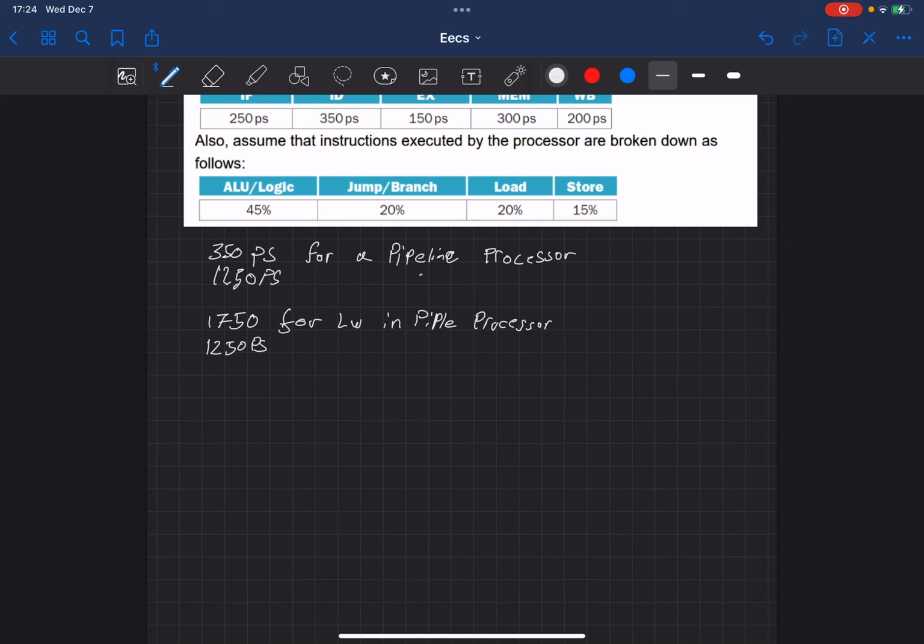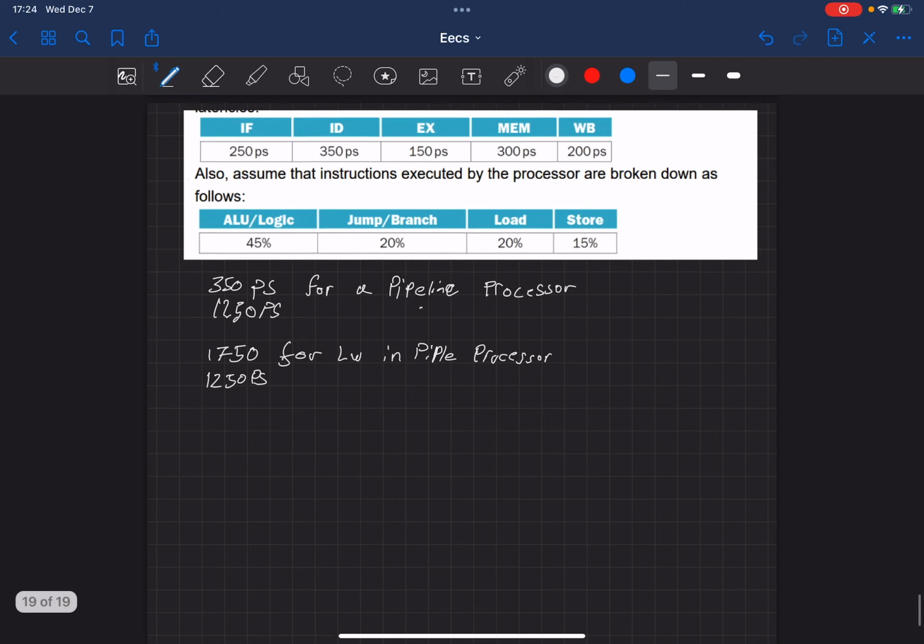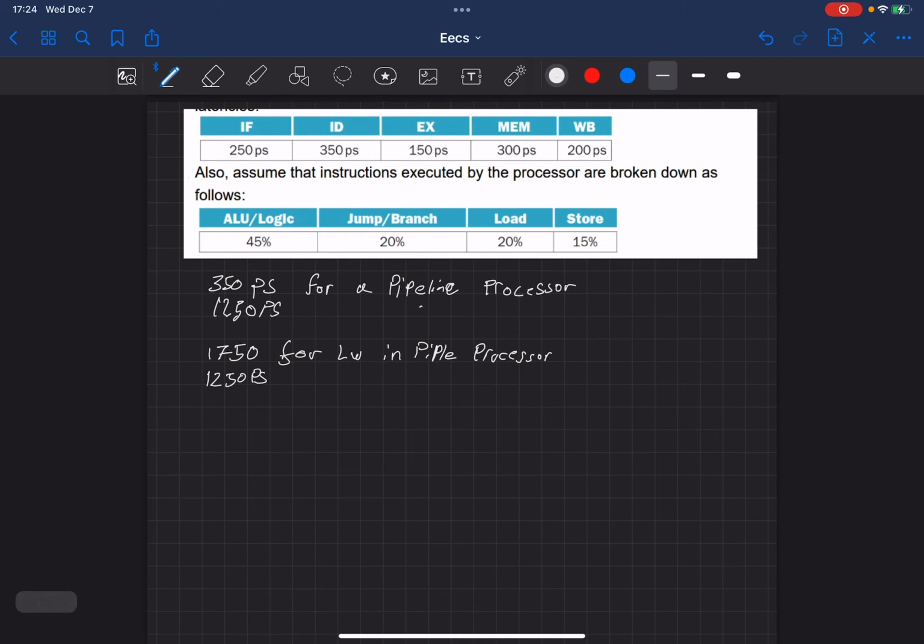If we can split one stage of the pipeline data path into two stages, each with half the latency of the original stage, which stage would you split? And what is the new clock cycle time of the processor? So we would take the longest time, because if we split it up, we're going to get 175 each, which is a lot shorter than 350 picoseconds, which essentially takes that and breaks it down into two stages. Great. But now we're going to have a new clock cycle for a pipeline processor.